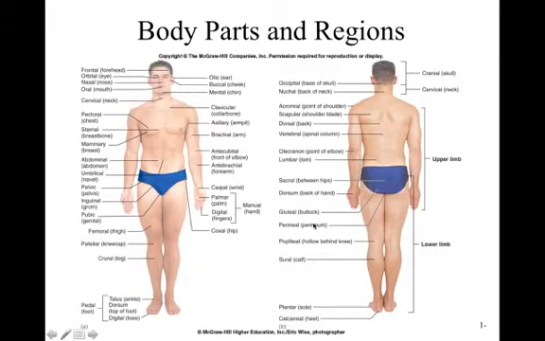Gluteal for the gluteus maximus and gluteus minimus and gluteus medius. That's all in your buttocks area. Lumbar, it's your lower back usually, around there. Occipital. Occipital bone is at the base of the skull, so it's the occipital area. So you can kind of see some of those terms will fall into place based on what structures are located there.